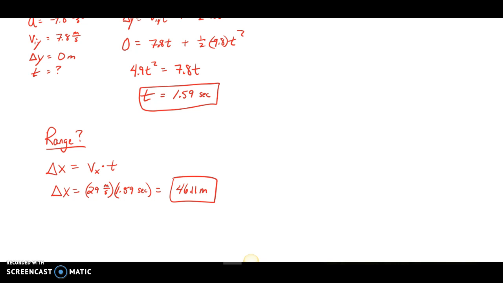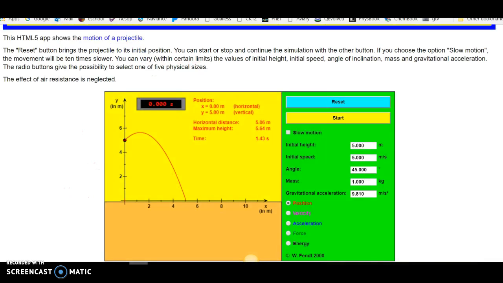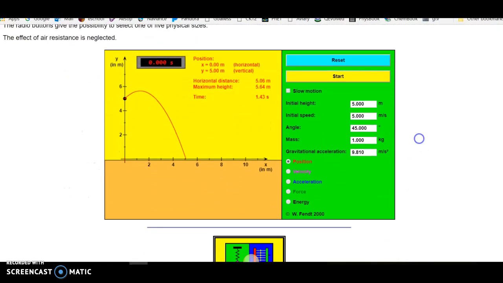Now, in case you're curious about testing this and seeing, did I get the problem right, there are various online projectile motion simulations you can use to see if you get it right. So I'll just pull up one of them here. I'll post a link to this site along with this video, so in case you want to check your problems as you go.